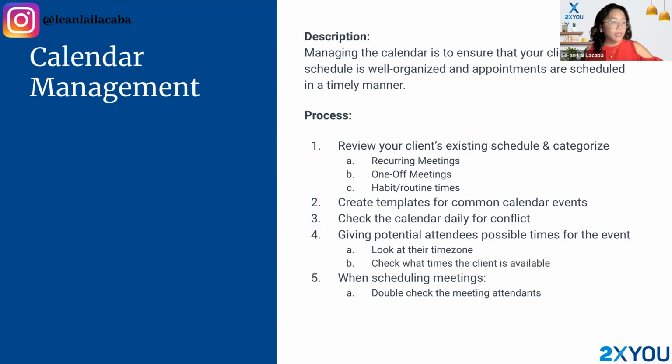And then when you're scheduling meetings, go ahead and make sure you double check the meeting attendance, create that agenda, and triple check the time and the date. I have made this mistake myself when I was doing my own calendar, so I make sure to triple check the time and date.